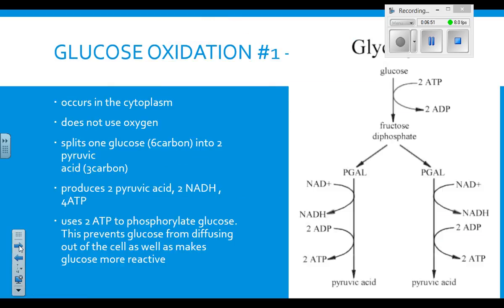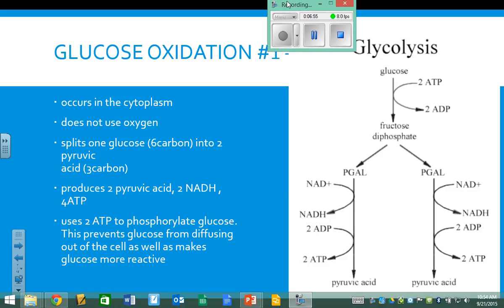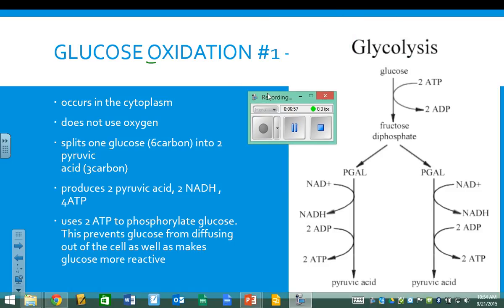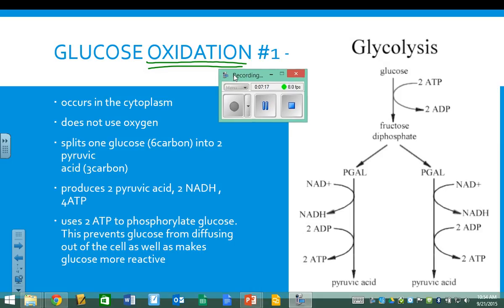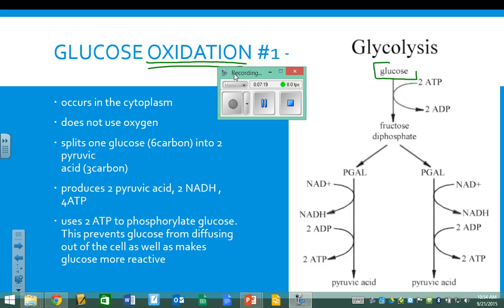So, glucose oxidation number 1, and I keep calling it glucose oxidation because I want you to remember that's what we're doing. We are taking glucose and we are oxidizing it. It's called glycolysis. I have a picture of it on the side, and I'm going to explain what you need to know from the picture. It's important to me that you know that it starts with glucose.